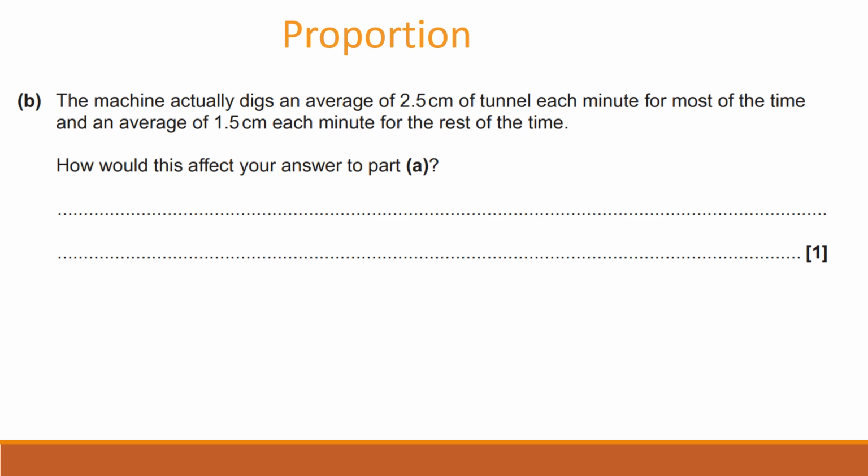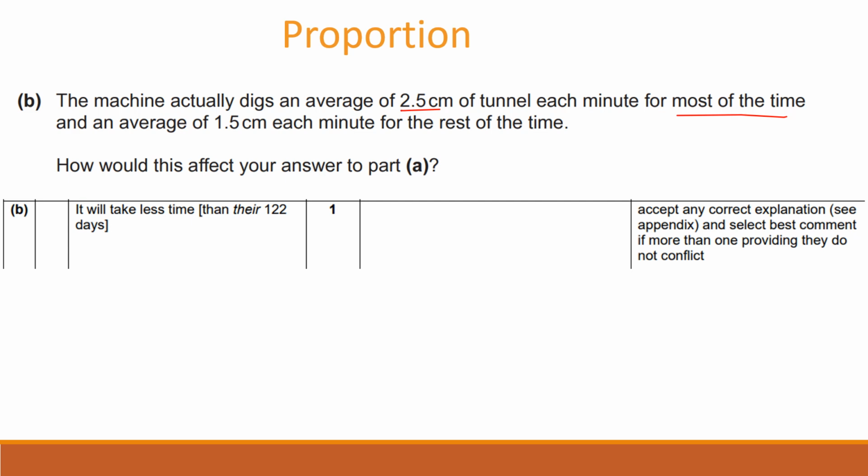So if you're digging more, you've got to think about what effect that is going to have on your answer. The 1.5 for the rest of the time is slightly less, so we can ignore that time and deal with this 2.5, which is more, because it is for most of the time. So overall it's going to take less time than the 122 days.